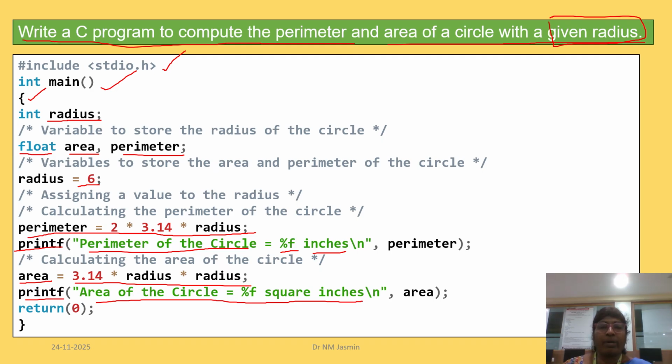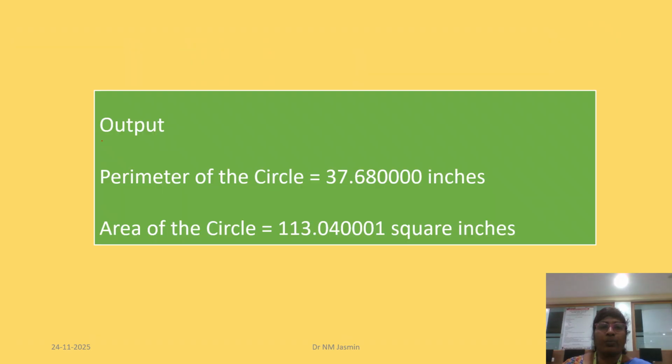Once you compile with 0 errors and run this program, automatically you will get the output as the perimeter of the circle in inches and the area of the circle in square inches.